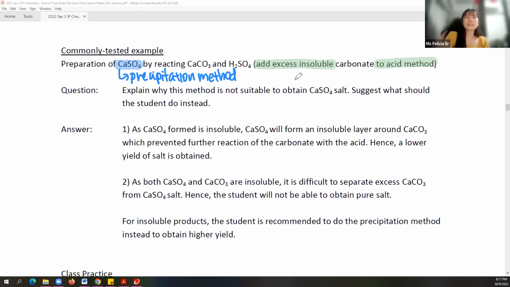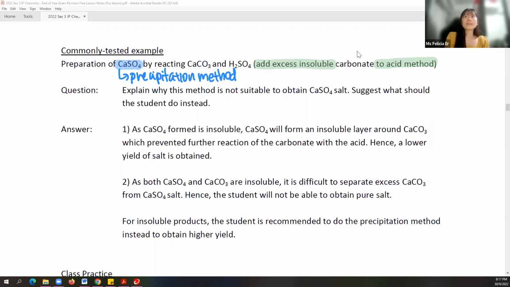So not ideal in terms of what? Not ideal in terms of the yield of the salt that you get. That means at the end of the reaction, the amount of salt that you will receive is much lesser as compared to the correct method of precipitation. So let me show it to you. For example, this question is asking you, explain why this method is not suitable to get this CaSO4 salt.